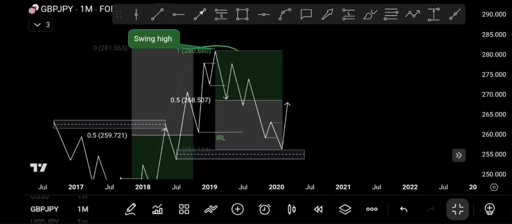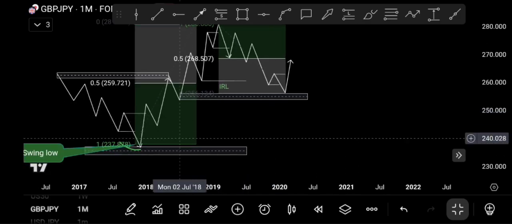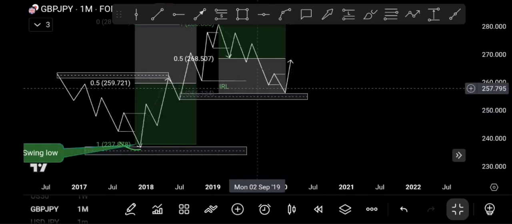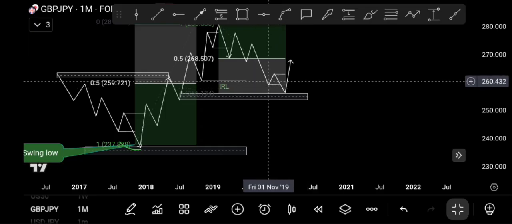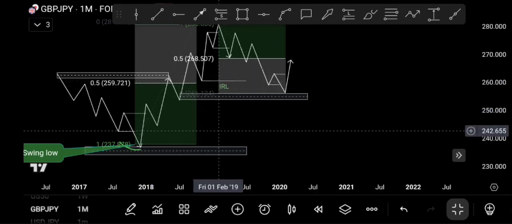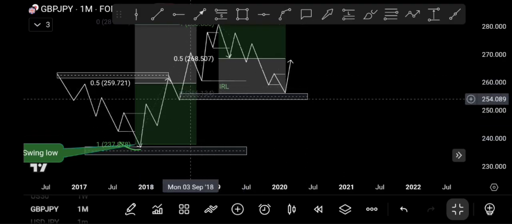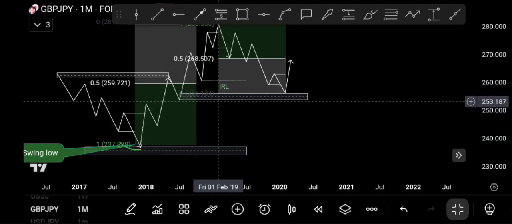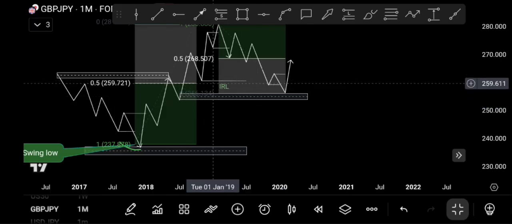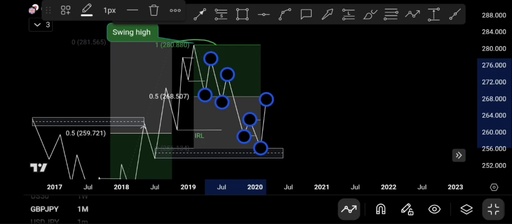Now, why am I not working with this? Some people will not want to buy here. They will wait for price to come deep into the discount zone. No, price is already at the discount zone, reacting from a higher time frame demand after sweeping internal range liquidity. You understand? So next is to work with this.